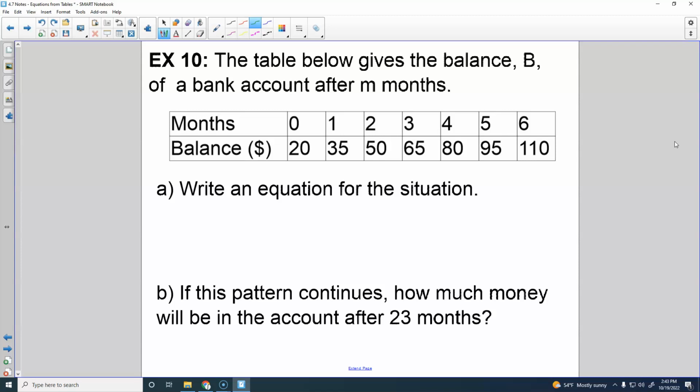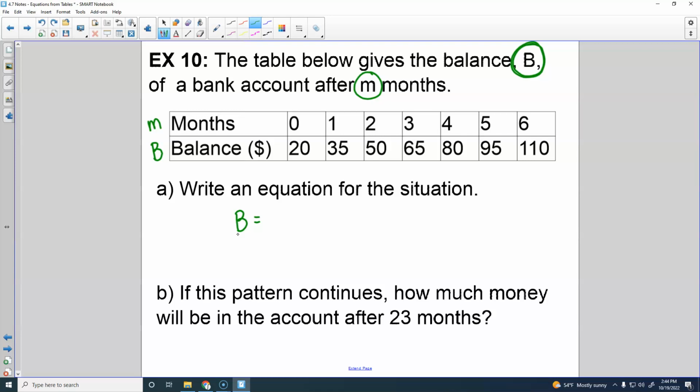So we need to write an equation for this situation. Now, notice here they told you that the balance is capital B. So that part right here is capital B. And what did they tell us months is? What letter did they use there? M. So we want to use an M right here. Normally, we'd use X's and Y's, right? But instead of the Y, we're going to do a B because they told us to use a B for balance. So we're going to do capital B equals instead of Y equals. And then M we're going to use in place of our X. Okay? So we need slope and y-intercept.